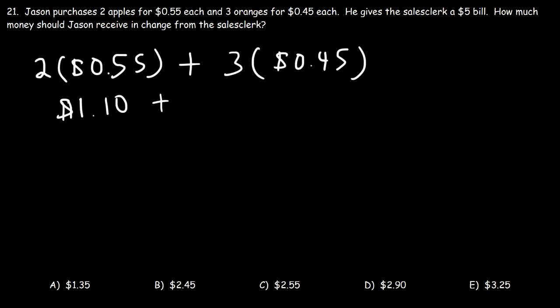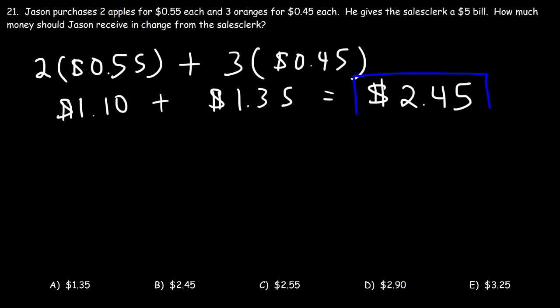And 3 times 0.45, that's going to be $1.35. So if we add those two numbers, the total cost is $2.45.